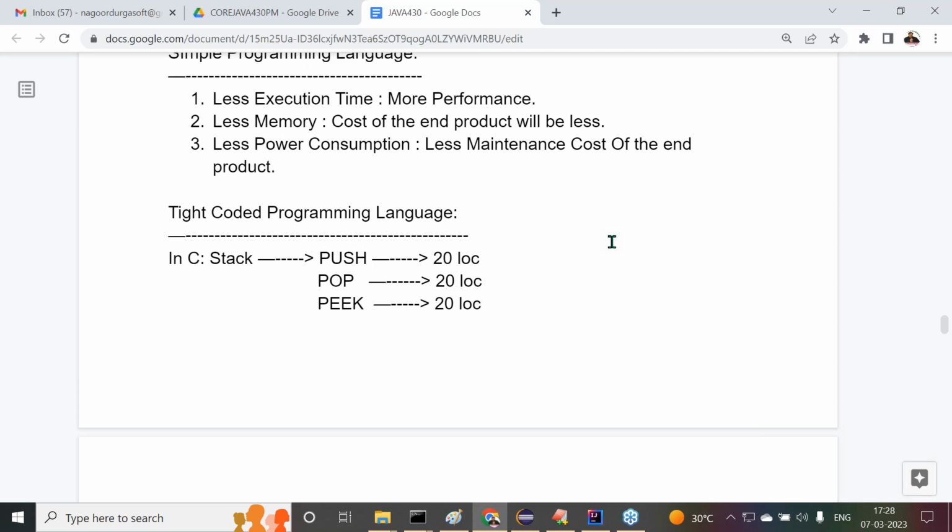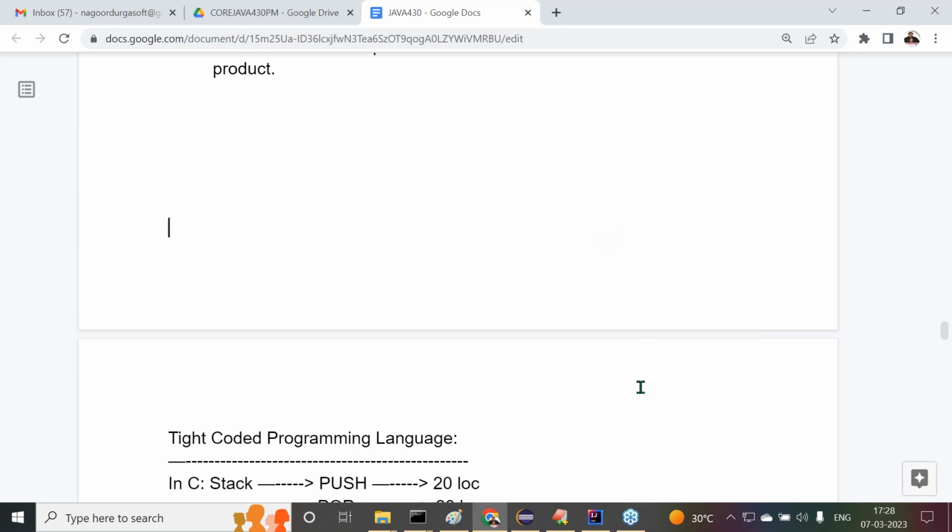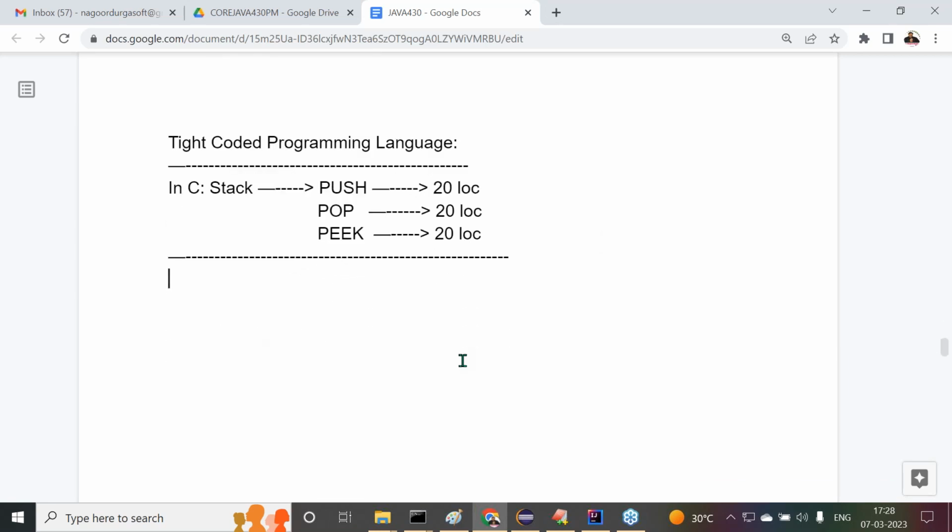Listen, I'm telling you clearly, to perform stack operations in the C programming language, for the push operation overall, how many instructions? 20 lines of code. And for the pop operation, how many lines of code? 20 lines of code. And for the peek operation, again 20 lines of code. Now in total, how many lines of code do we use to perform the stack operations? On an average, 60 lines of code we are going to consume.